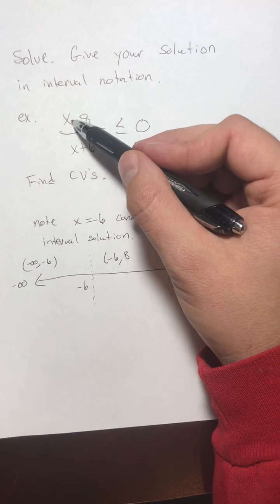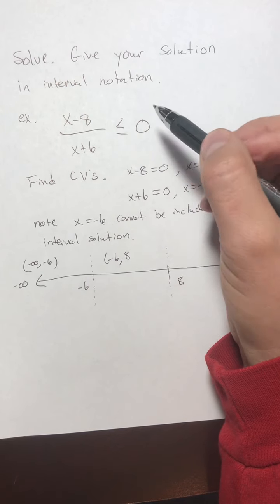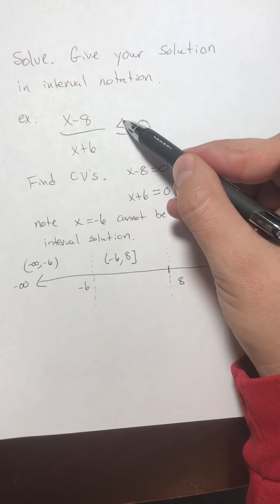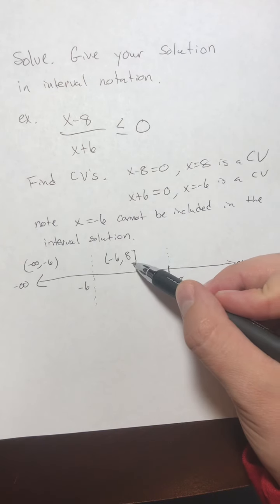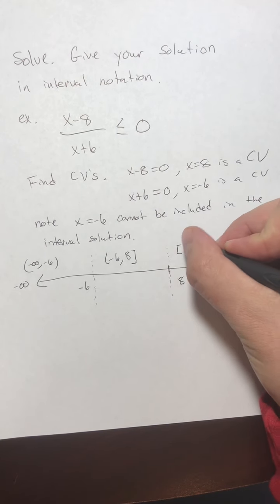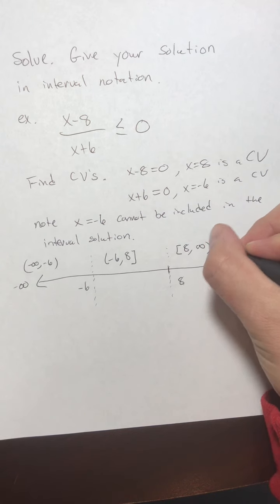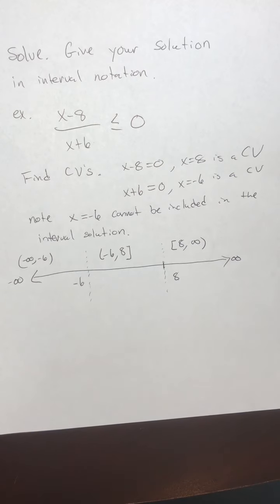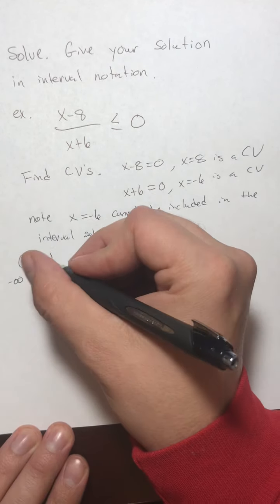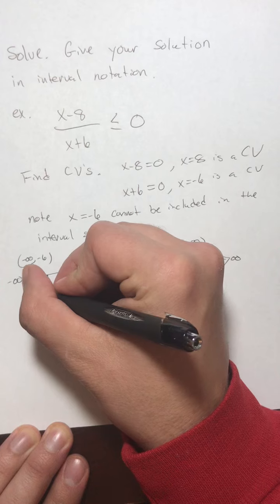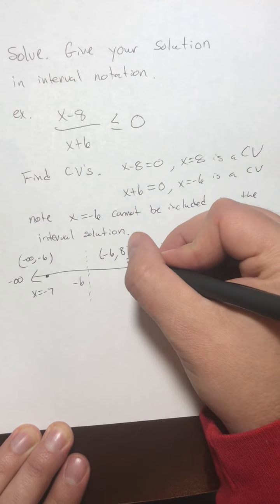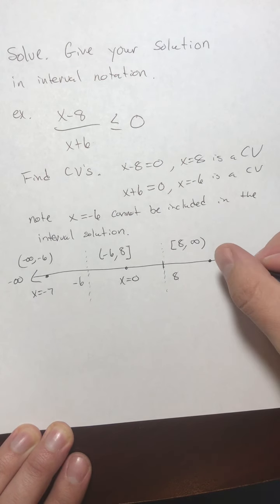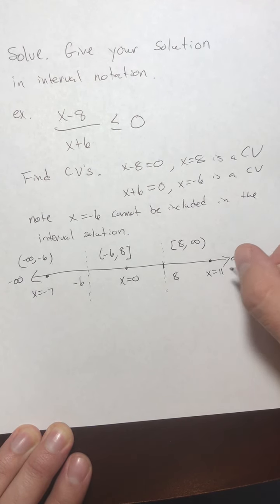If I went back and 8 minus 8 less than or equal to 0, there's nothing wrong with that. That doesn't cause division by 0. So since that is a less than or equal to, we've got the inclusive square bracket. And right here, this interval is 8 to infinity. Again, we are allowed to include 8. We are not allowed to include negative 6. So let's test. How about x equals negative 7 right there? I like testing x equals 0 if at all possible. And how about x equals 11 over here?